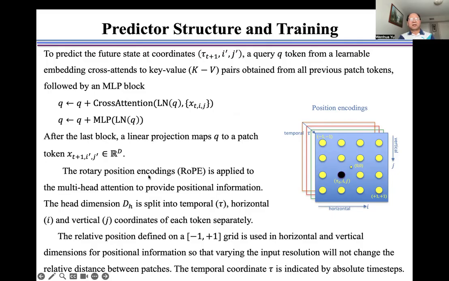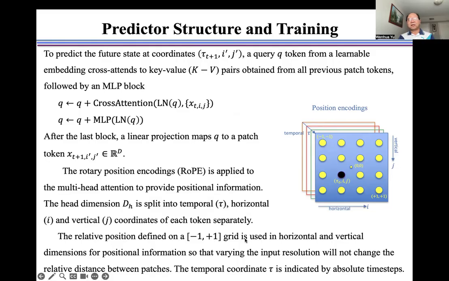The rotary position embedding is applied to multi-head attention to provide positional information. The head dimension dh is split into temporal, horizontal, and vertical coordinates of each token separately, as shown here. This is a horizontal direction, this is a vertical direction, and this is a temporal direction.